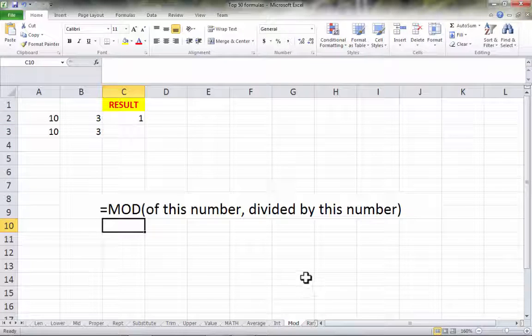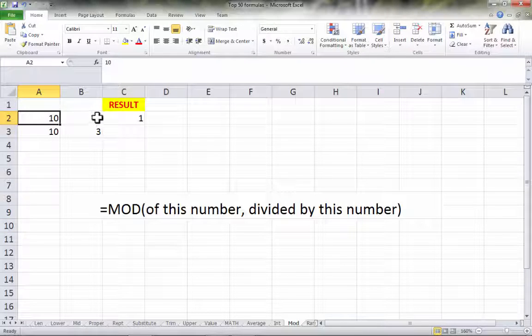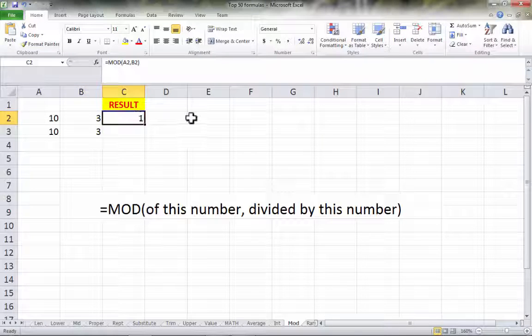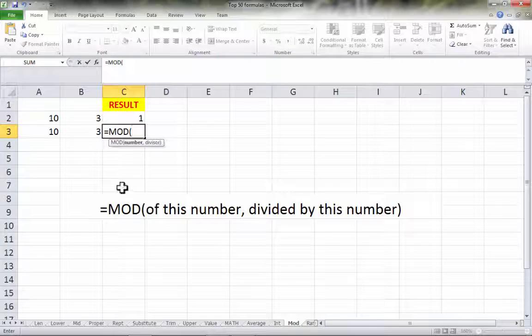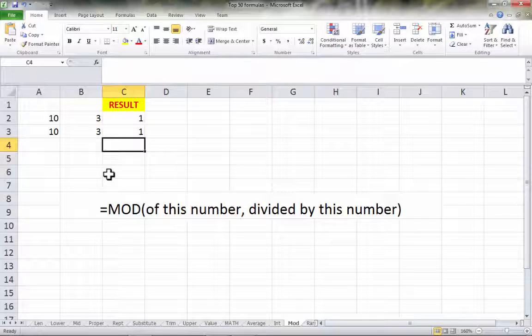Next is mod. What mod does is it divides a number and gives you the remainder after dividing. For example, 10 divided by 3 would give you 3, remainder 1. So mod gives you the remainder, that's 1. With mod, you give it the number first, followed by the divisor. So we're saying 10 divided by 3, give me the remainder if you divide 10 by 3. So that's 1.